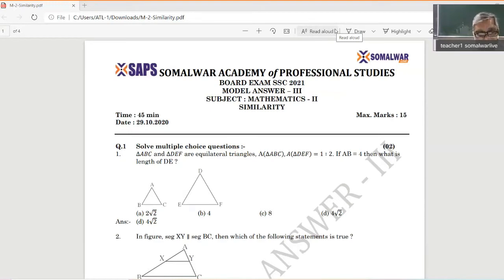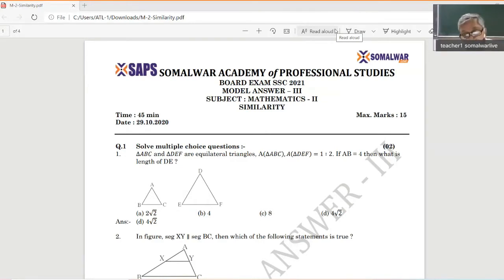the similarity answers which are coming in question number 1. Solve the multiple choice question, which is very, very simple. Triangle ABC and triangle DEF are equilateral triangles. As soon as they say that they are equilateral triangles, all equilateral triangles are similar. Therefore, their sides are in proportion as well.